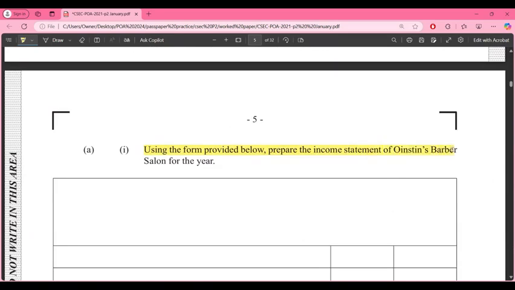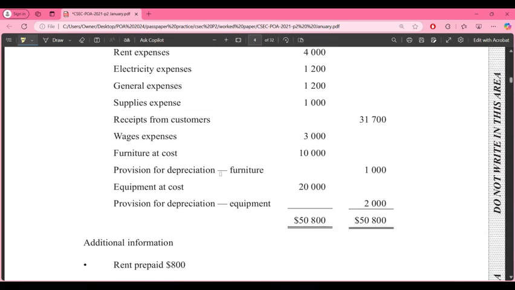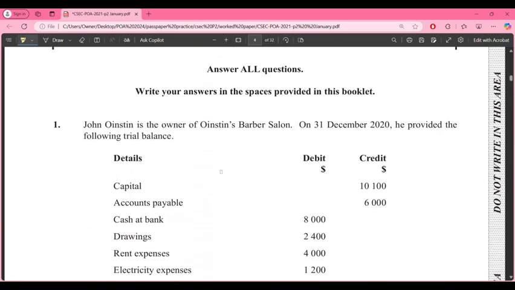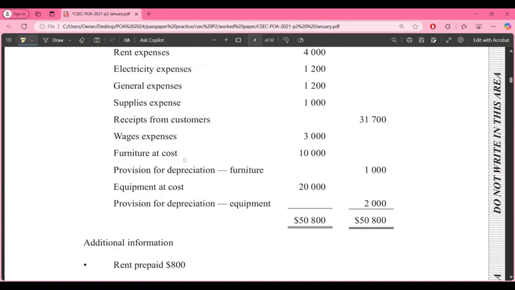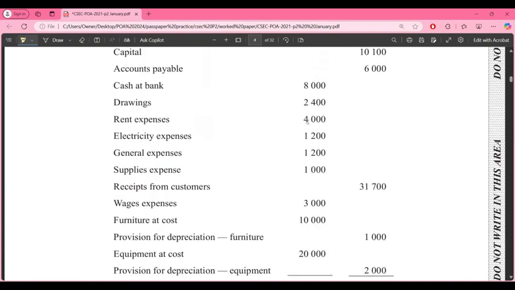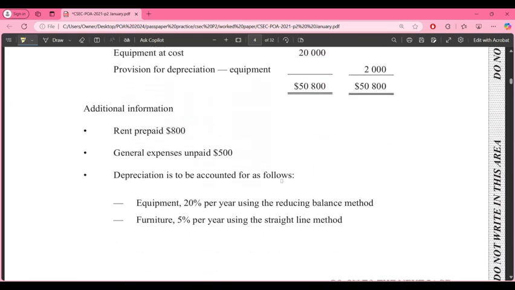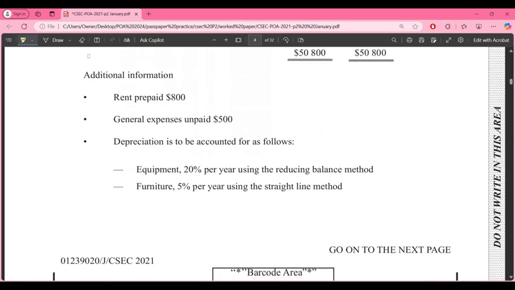So first thing you're going to do, you're going to read your requirements. It says using the form provided below, prepare the income statement of Isin Barbara. So you go back and you see the reported date. So the date is the 30th of December. It's an income statement, so you highlight all the income statement amounts, just to ensure that you're picking up everything.